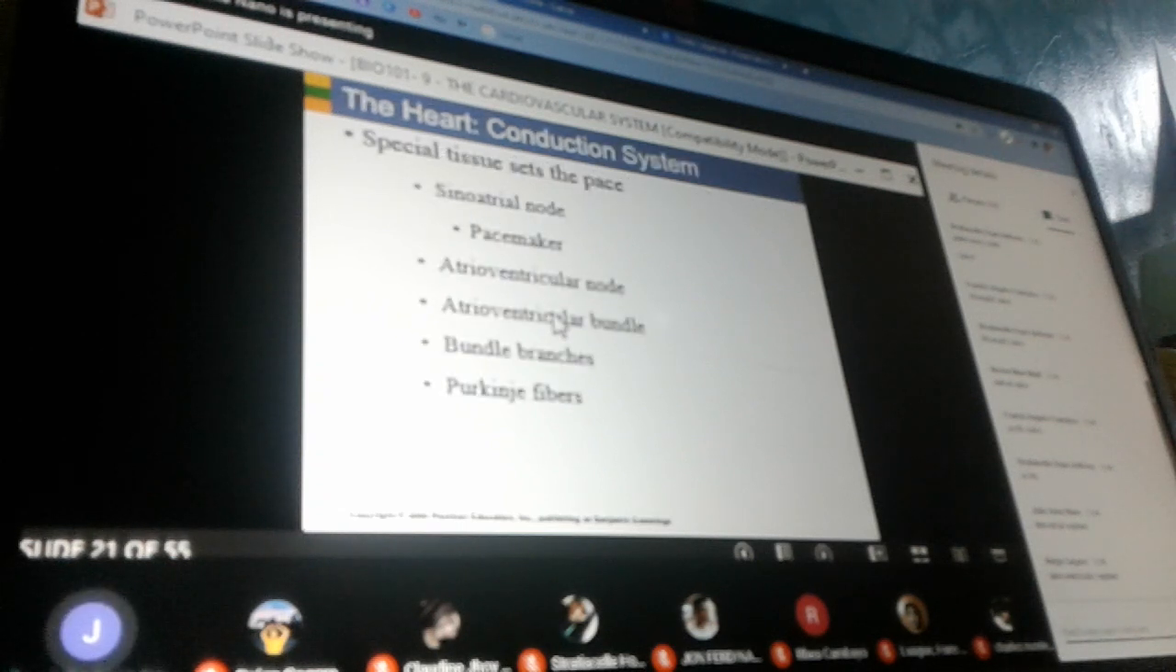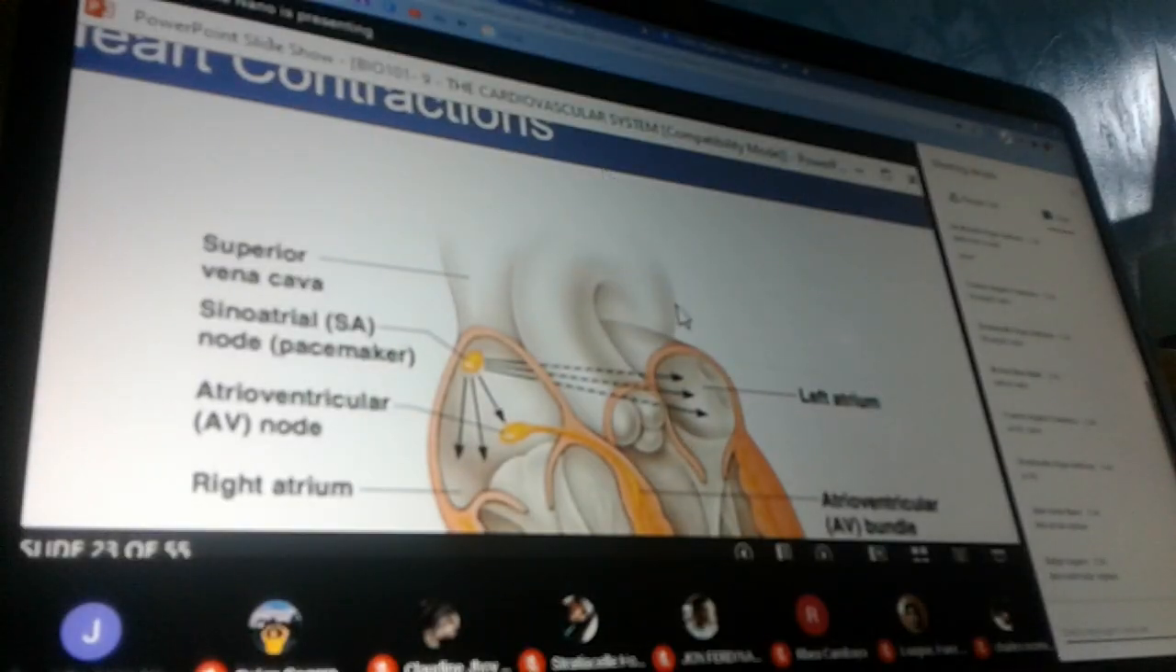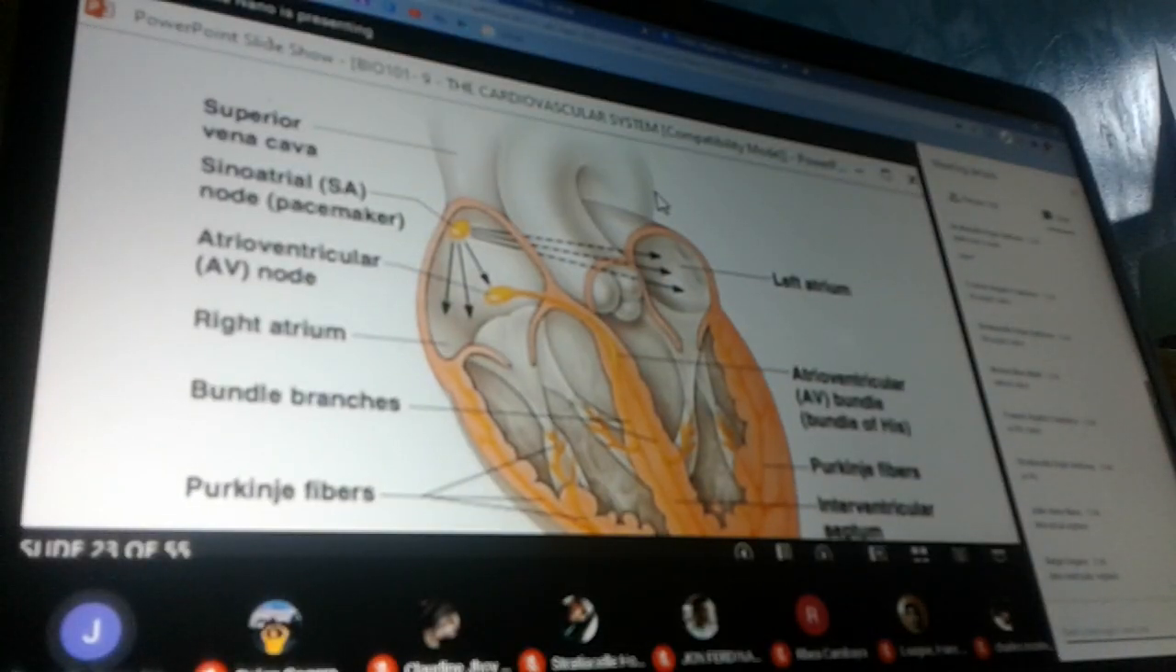So, those are the special tissues that help in conduction. The contraction is initiated by the sinoatrial node, okay? The first one that sets the pace, since it is the pacemaker, is the sinoatrial node. Then, the other fibers will follow.